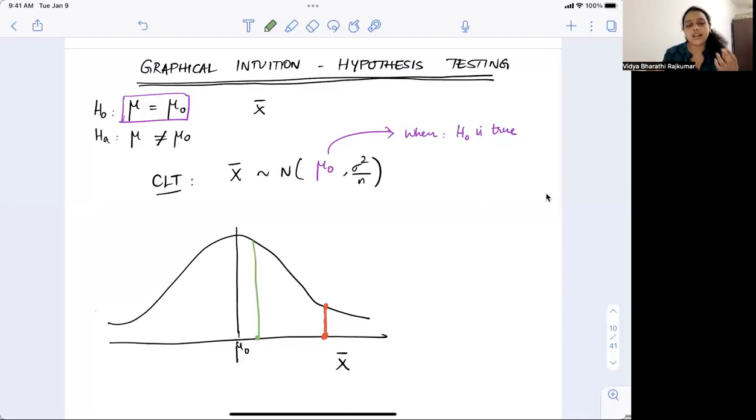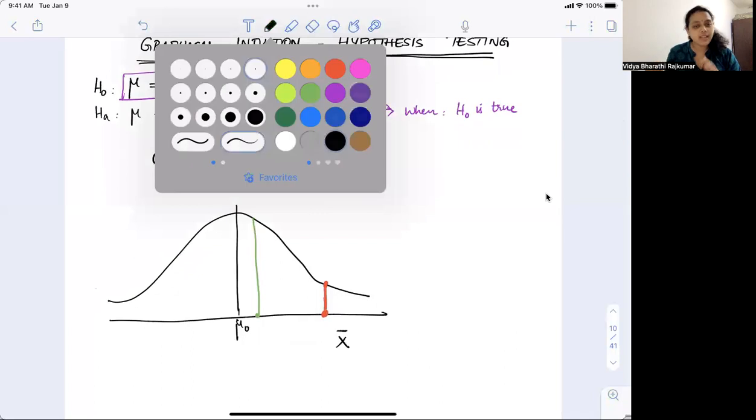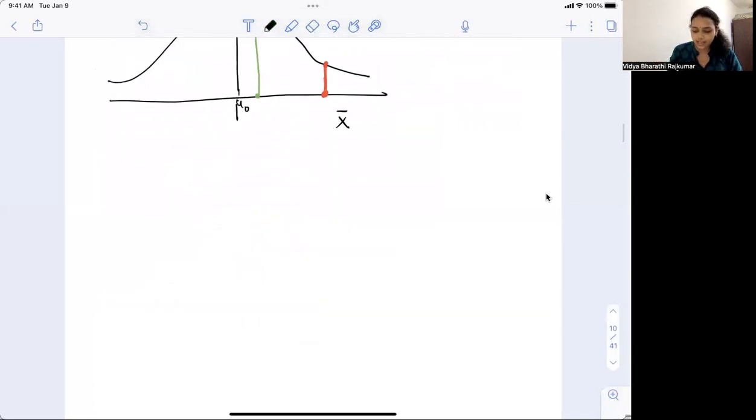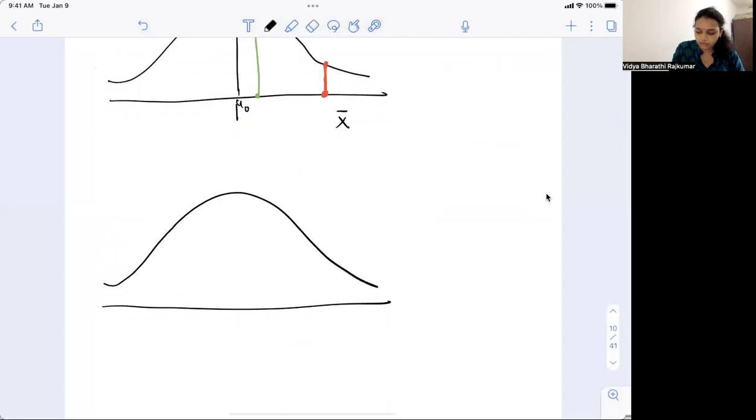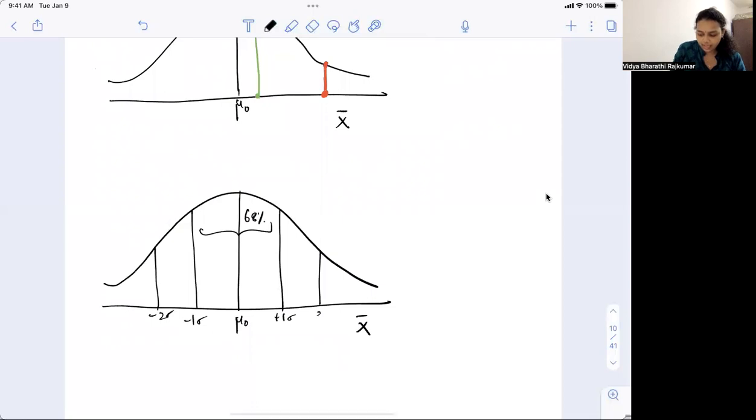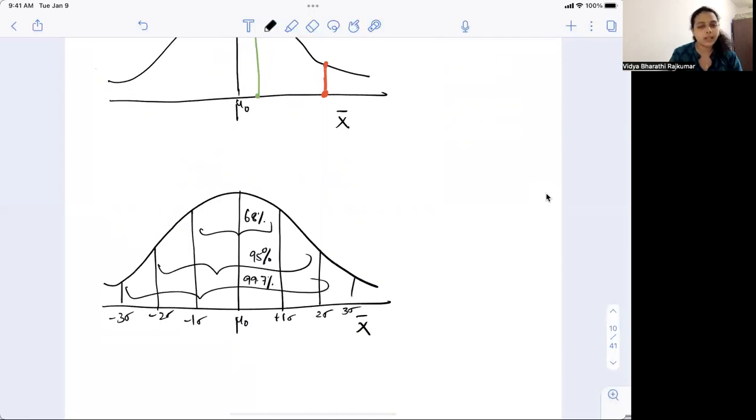So how do I go about labeling unlikely and likely events? And now we can use our empirical rule. So if I have a normal distribution for x bar, and if I have a mu naught, I know that within one standard deviation, I have 68% of the cases. Within two standard deviations, I have 95% of the cases. And within three standard deviations from the mean, I have 99.7% of the cases.